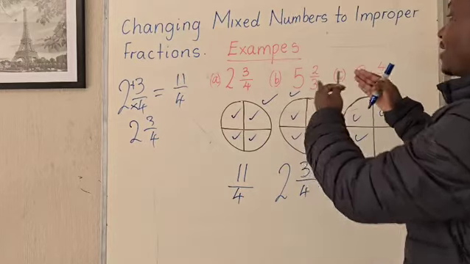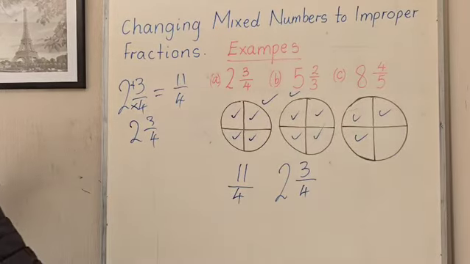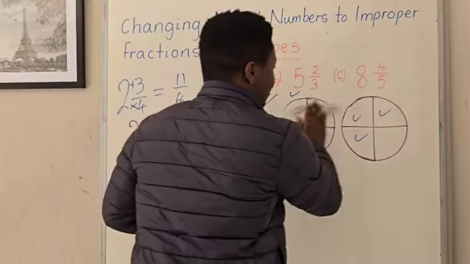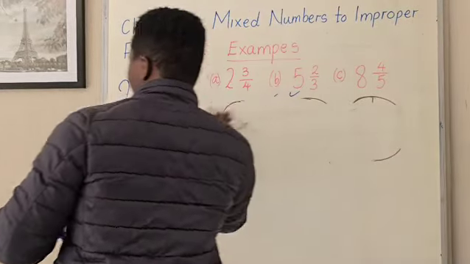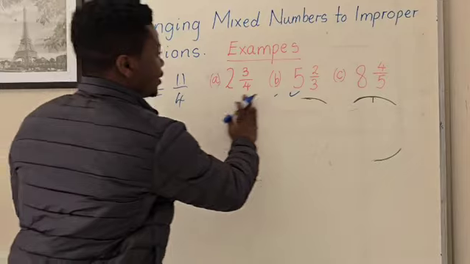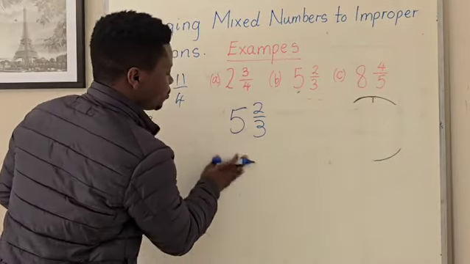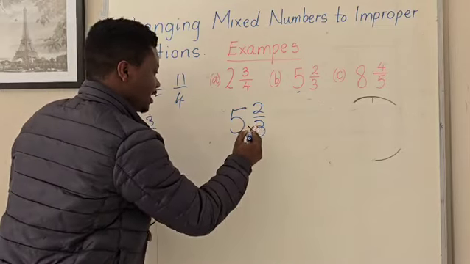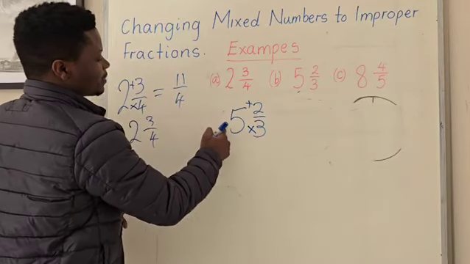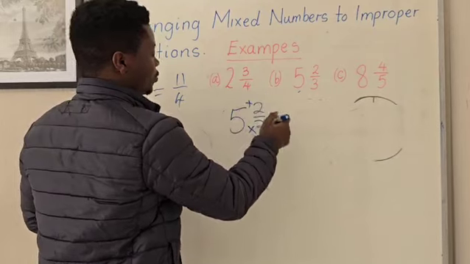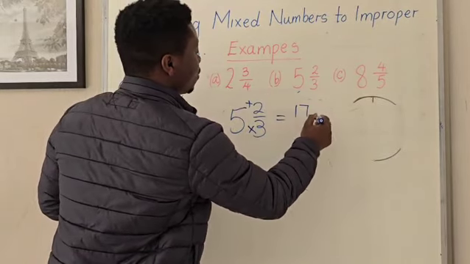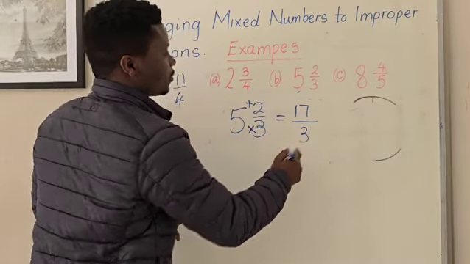So let's do some examples here and see how we can apply that. I'm going to erase this part, then we do the next one. If I say change 5 and 2 over 3 to an improper fraction, you multiply, then you add. 3 times 5 is 15, plus 2 is 17, all over the same denominator, 3.